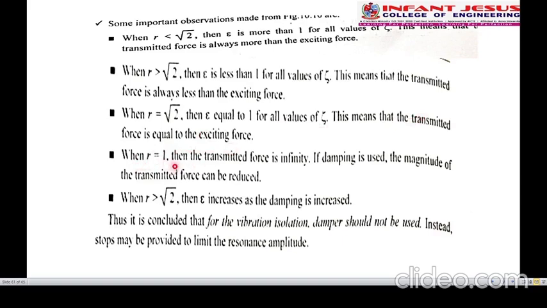When r is equal to 1, the transmitted force is infinity. So if damping is used, the magnitude of the transmitted force can be reduced. When r is greater than root 2, eta increases as the damping is increased. So this is the conclusion we get from the graph.